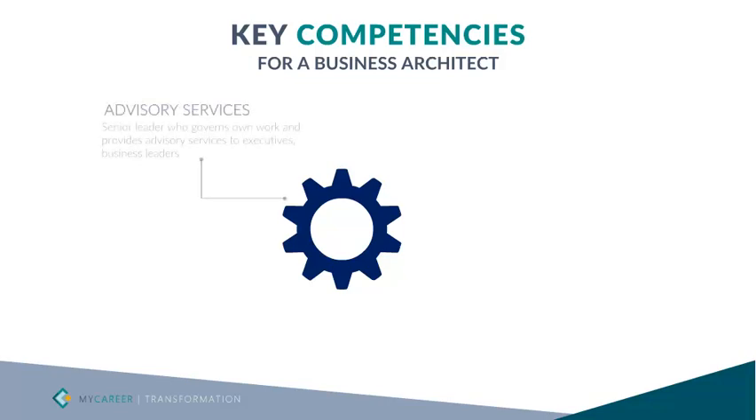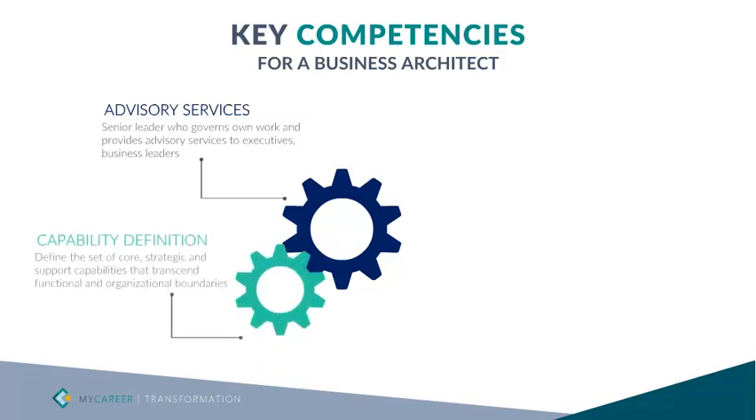The first is advisory services, in which a business architect governs his or her own work and also provides advisory services to the executives and business leaders. A business architect plays a vital role by being behind the scenes, helping work with leaders to make sure that they are, in fact, aligned and moving in the same direction. The second is the ability to create capability definitions. The goal is to find the core business capabilities as well as both the strategic and support capabilities that are required to work together to achieve your strategic intent.